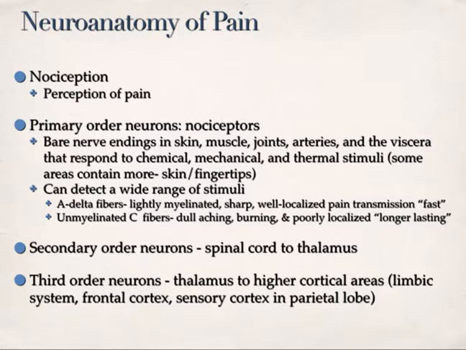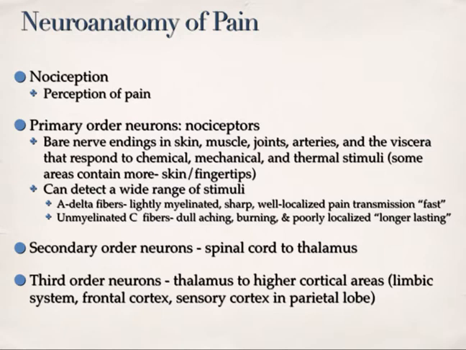You have nerve endings in your skin, muscle, joints, arteries, and viscera, and they all respond to different chemical mediators, mechanical stressors, thermal or chemical injury. And obviously some areas have more of these nociceptors or nerve endings than others. A good example is your fingertips. They're much more sensitive to injury versus another area. It can detect a wide range of stimuli.